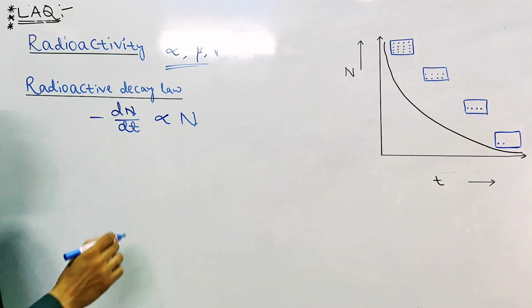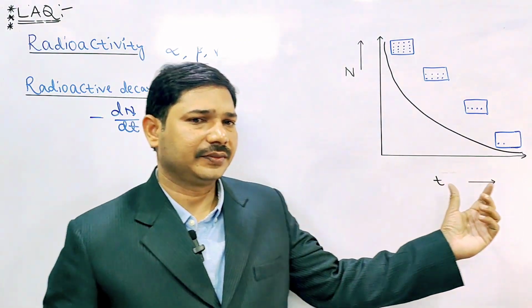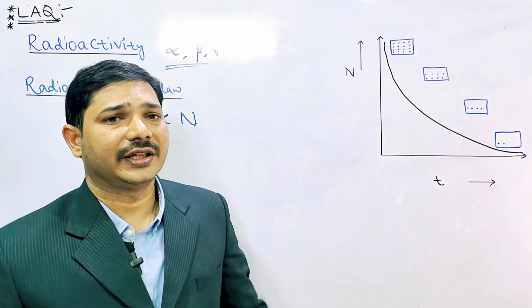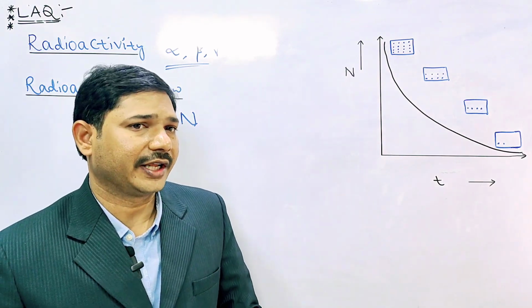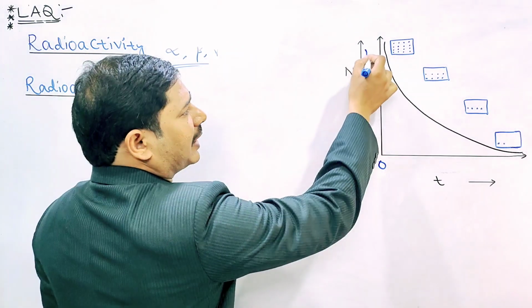Here we are taking a minus symbol. Why? Because as time passes, you can observe in the graph. On the x-axis we are taking time, and on the y-axis the number of nuclei in the sample. At present, at instant t equal to 0, the number of nuclei is how much?